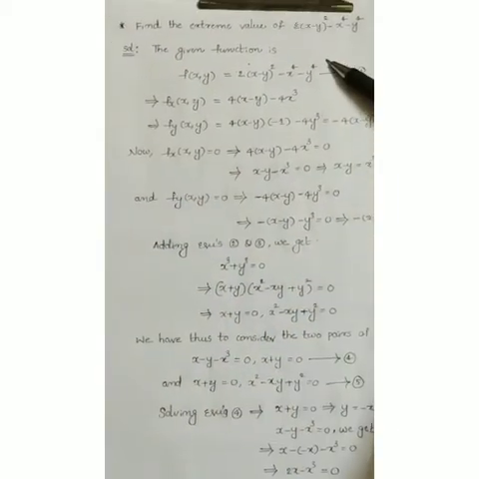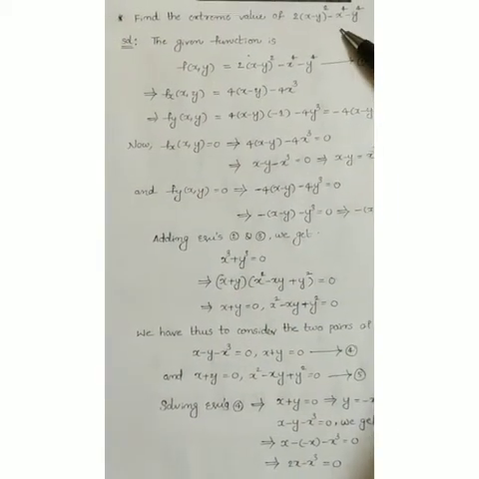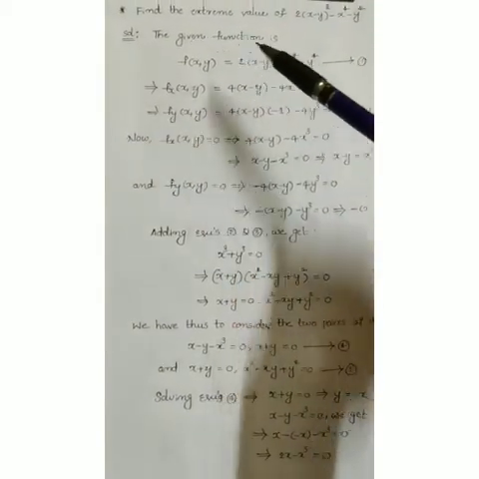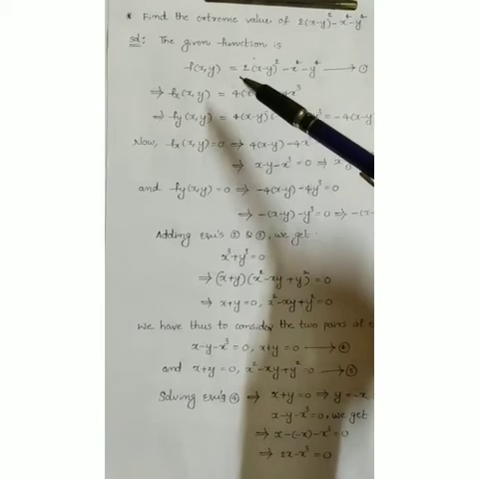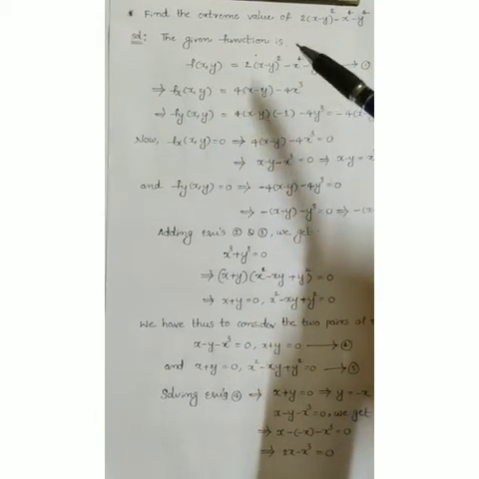Then the next problem: find the extreme value of 2(x - y)² - x⁴ - y⁴. Solution: here the given function is f(x, y) = 2(x - y)² - x⁴ - y⁴. This is equation number 1.